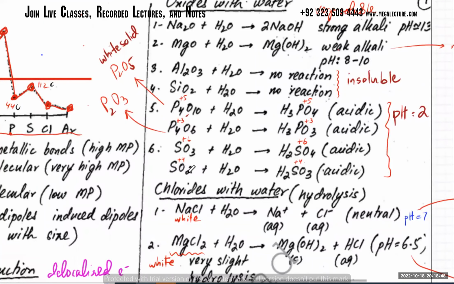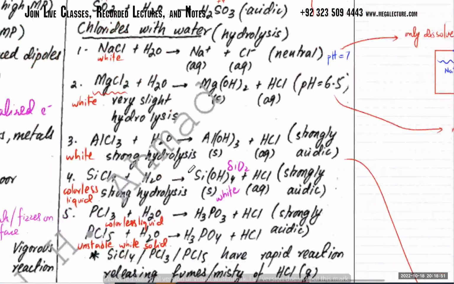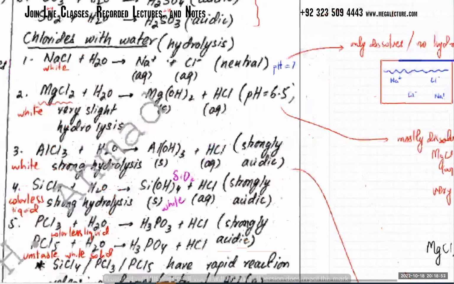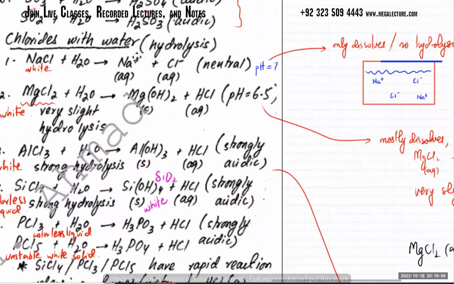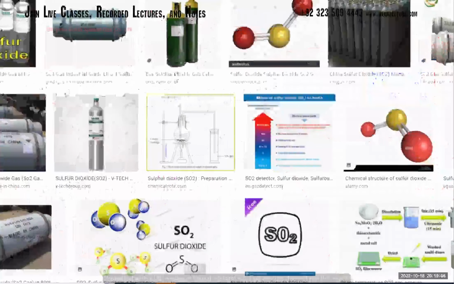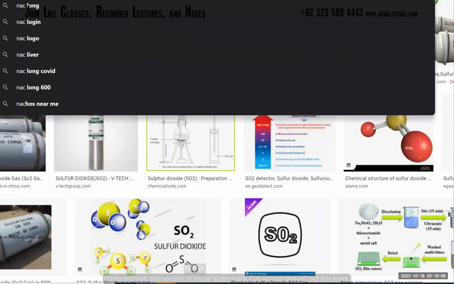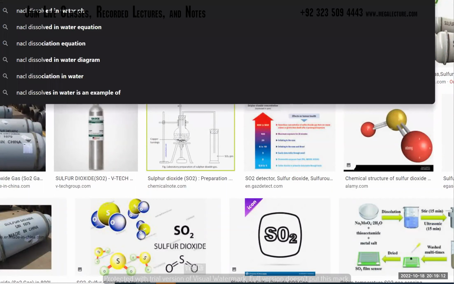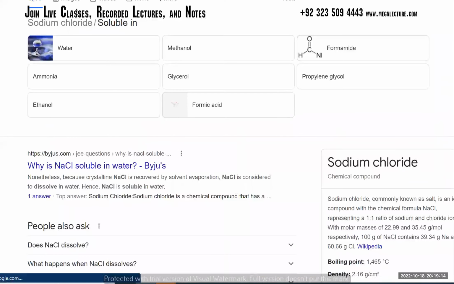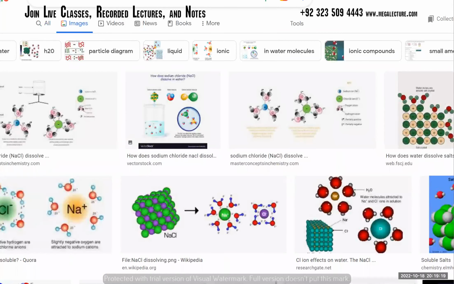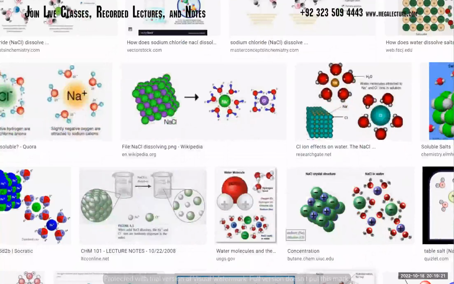So moving on, chlorides with water. You've got NaCl, again, it's a white solid. It doesn't react with water, it actually dissolves in water. What is happening when NaCl dissolves in water? It dissociates. So if you have NaCl and it dissolves, this is what's happening. The lattice is dissociating.